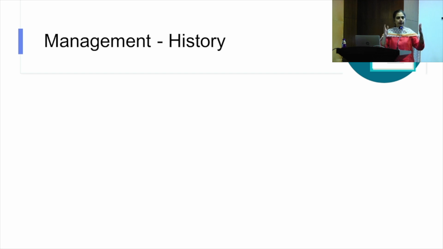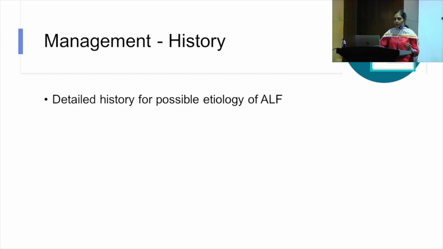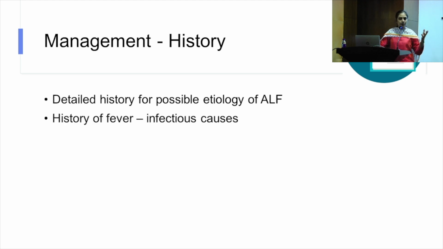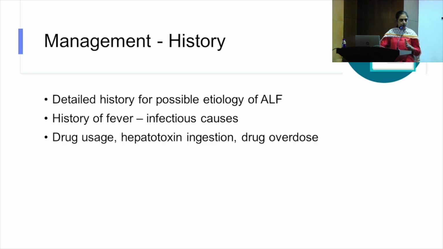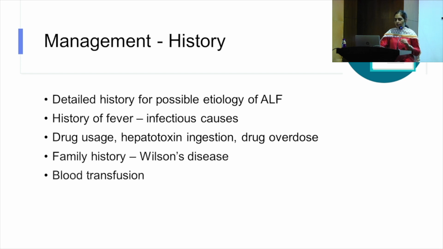The patient may just present with a jaundice encephalopathy. You will need to find out what is the reason for this acute liver failure. So detailed history for possible etiology of ALF cannot be debated. Okay? And you need to ask history of fever. History of fever would give you a clue. Is there an infectious etiology? Drug usage? Is there a possibility of a drug overdose or deliberate self-harm like a hepatotoxin injection? And family history, especially when you're looking at Wilson's disease.